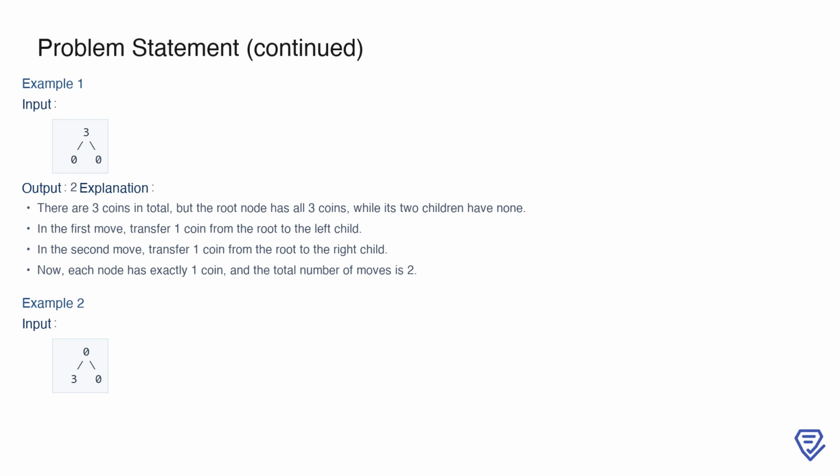In the second example, the left child starts with 3 coins, while the root and the right child have none. Here, the first 2 moves involve transferring one coin at a time from the left child to the root. The third move transfers a coin from the root to the right child. After these 3 moves, all nodes have exactly one coin, making the total number of moves required 3.